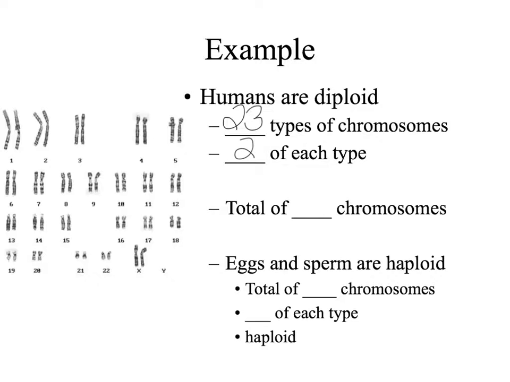To get the total number of chromosomes, we must multiply the number of types of chromosomes by the number of each chromosome. This means that an adult cell in a human has a total of 46 chromosomes. Egg and sperm cells are haploid, so these gametes have a total of 23 chromosomes. They only have 1 of each type, meaning they are haploid.